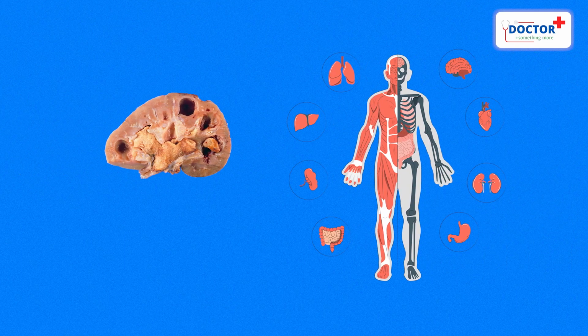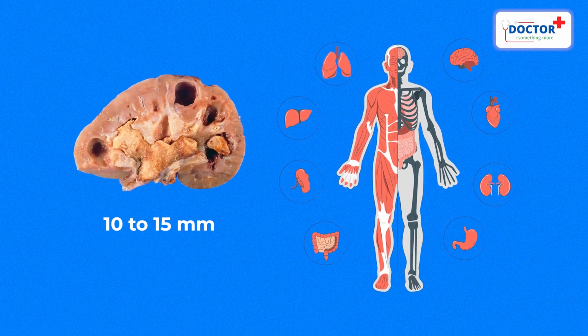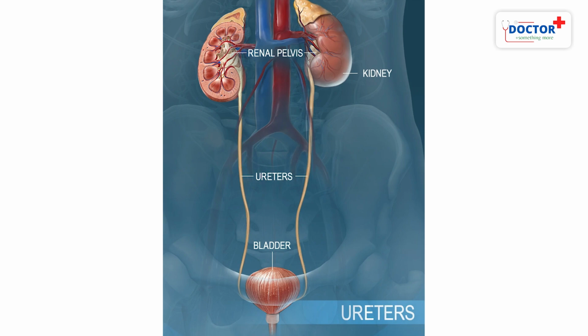They could increase up to 10, 12, even 15 mm in size depending upon the location of the stone formation, starting from the kidneys itself towards the ureters, that is the tubes that carry urine from the kidneys to the urinary bladder, and even stones can form within the urinary bladder itself.